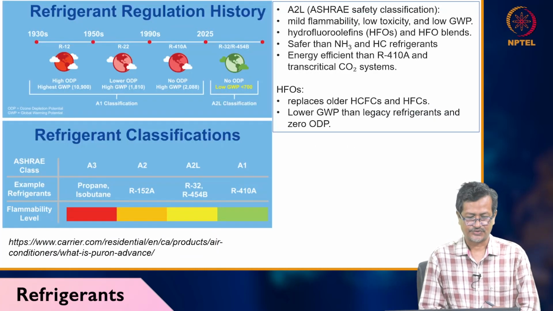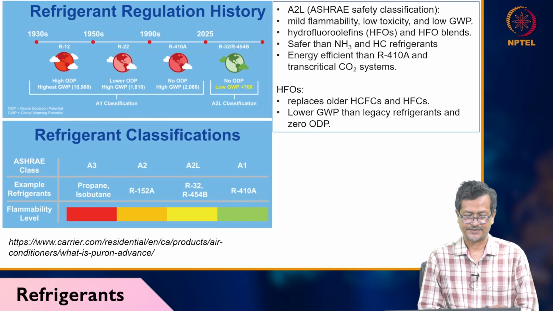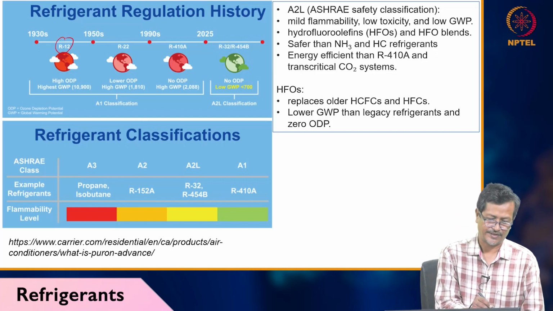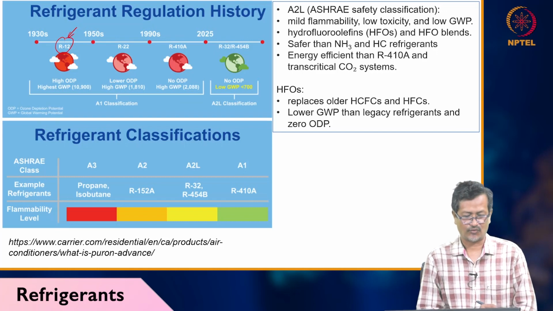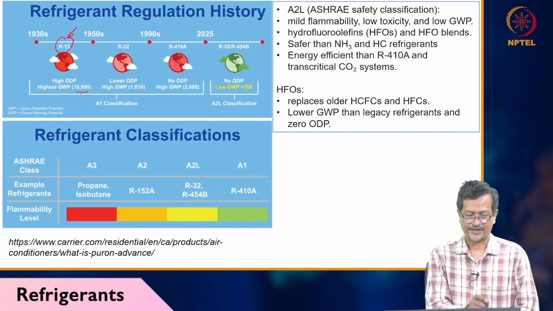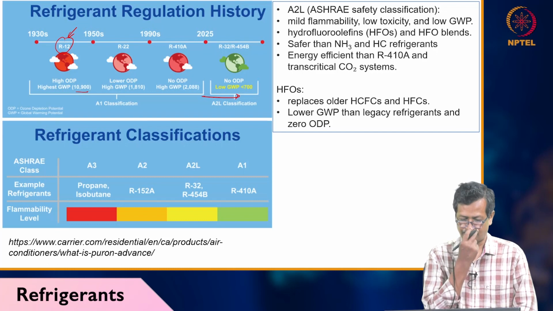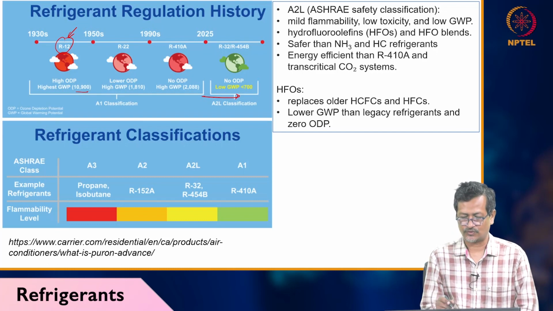Refrigerant regulations. If you see, refrigeration systems started long back, around the 1930s, with R12. It has a very high ODP, ozone depletion potential, like 10,000, as they have written. From 1950, 1900, to 2025, you see this ozone depletion potential gradually going down. They have a target that from 2024 or 25 onwards there will be no ozone depletion, and the global warming potential will also be lower than 700.